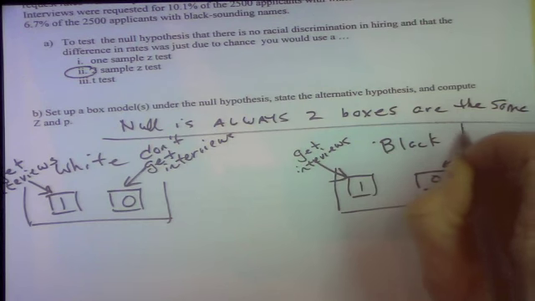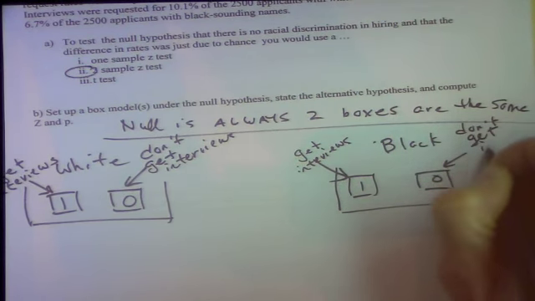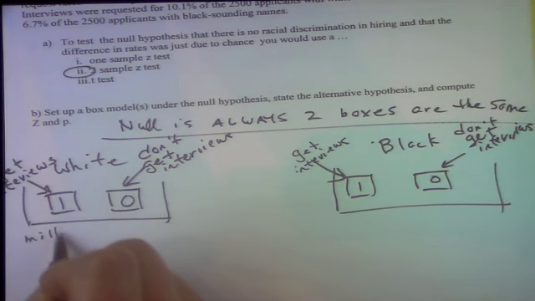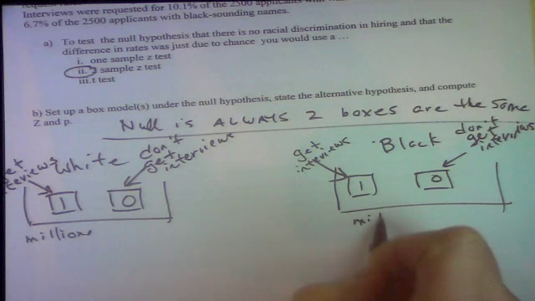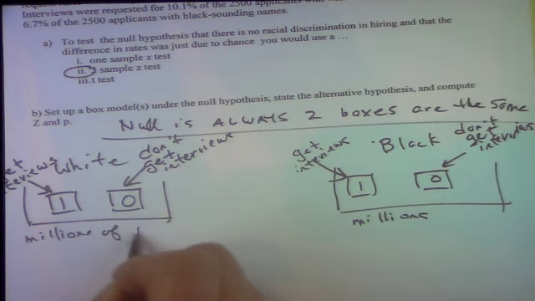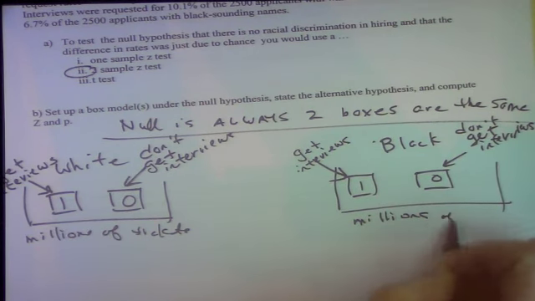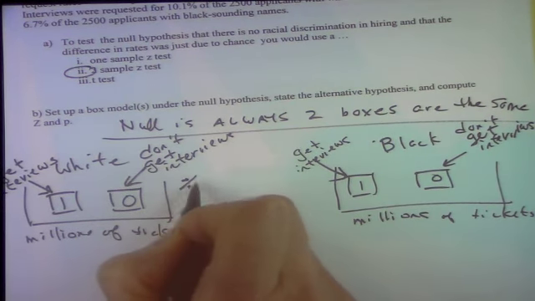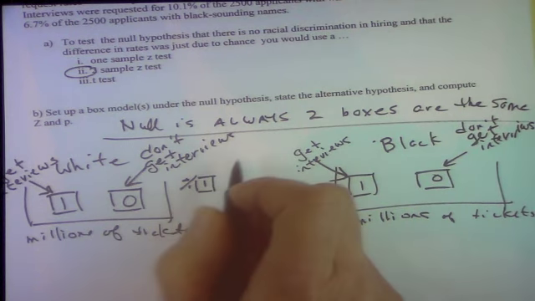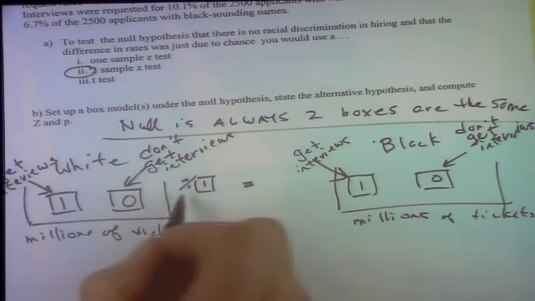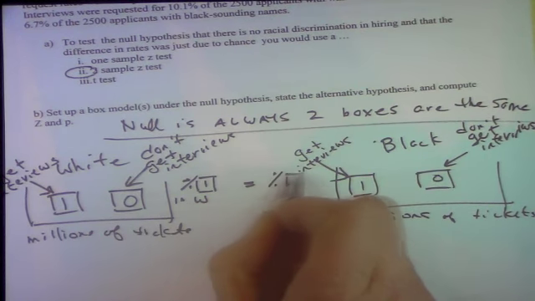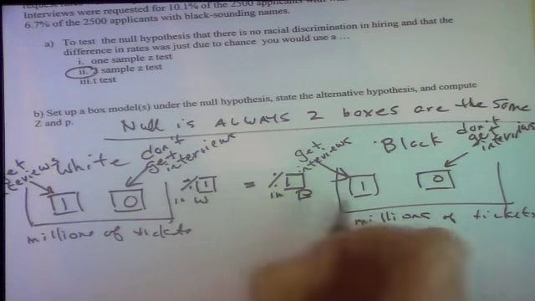Okay, so this is what it looks like. There are millions of people looking for jobs in both, so there are millions of tickets. And the null is that they're the same. So we'll say the null is that the percent composition of the box, the percent of ones, the people who get interviews, in the white box is equal to the percent of ones in the black box.